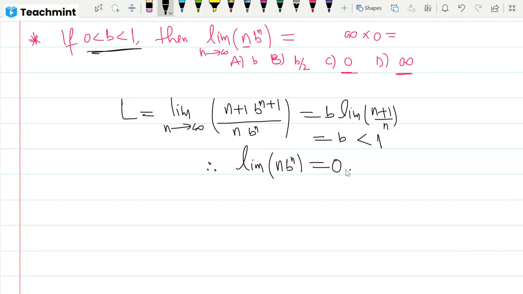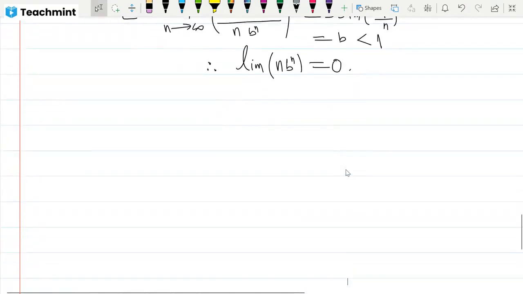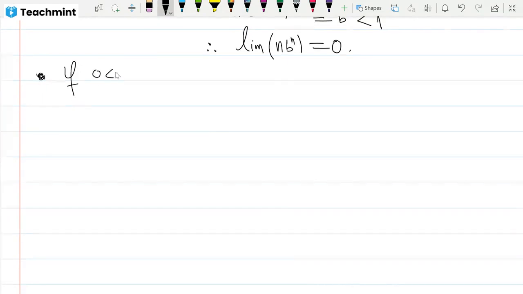Okay, one more problem of the same kind. I will write 4 problems, and I will solve one problem, and the remaining you can answer yourself. So this is also an important problem. Again you can use the ratio test for sequences.